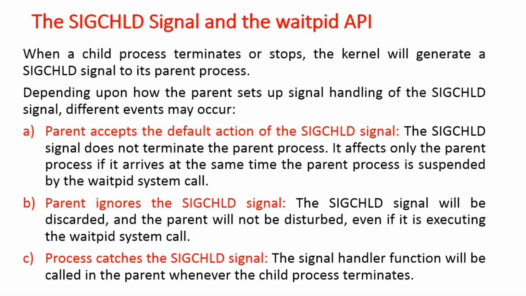Third action, the process catches the child signal. Here we are using a signal handler function, which is used to handle the signal whenever the signal is sent by the child. So there are three actions to be taken when a child process sends a signal to the parent for termination.